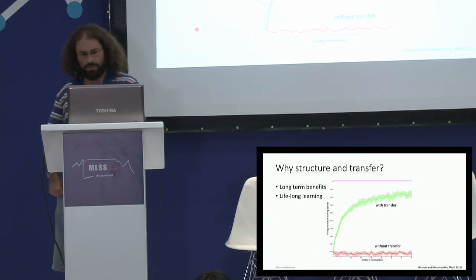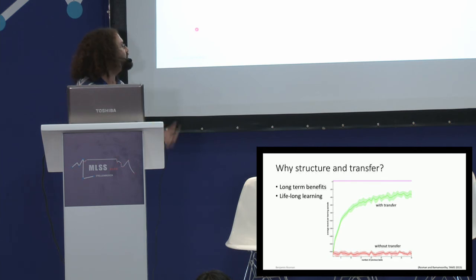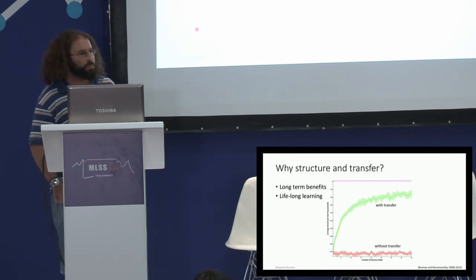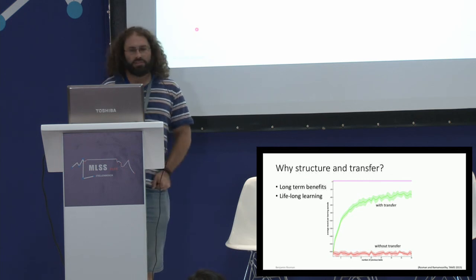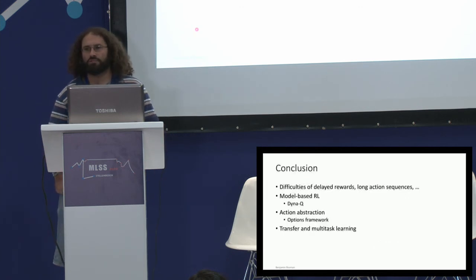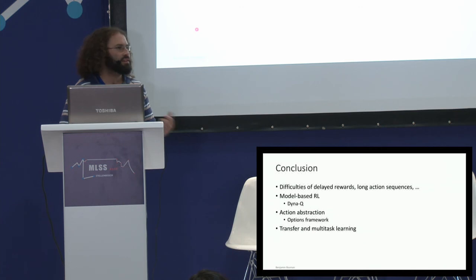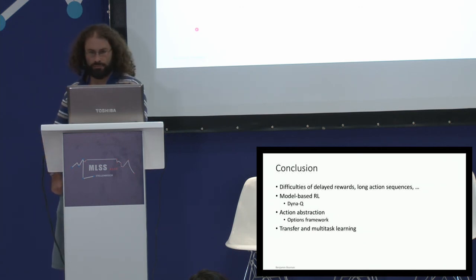What I've tried to do here is give a brief summary of different ideas in the space that lead to these ideas of transfer and multitask learning, particularly looking at model-based reinforcement learning, as well as action abstraction with the options framework. All of these start giving us a handle on being able to solve more interesting classes of problems rather than a single problem, which is the standard reinforcement learning situation.